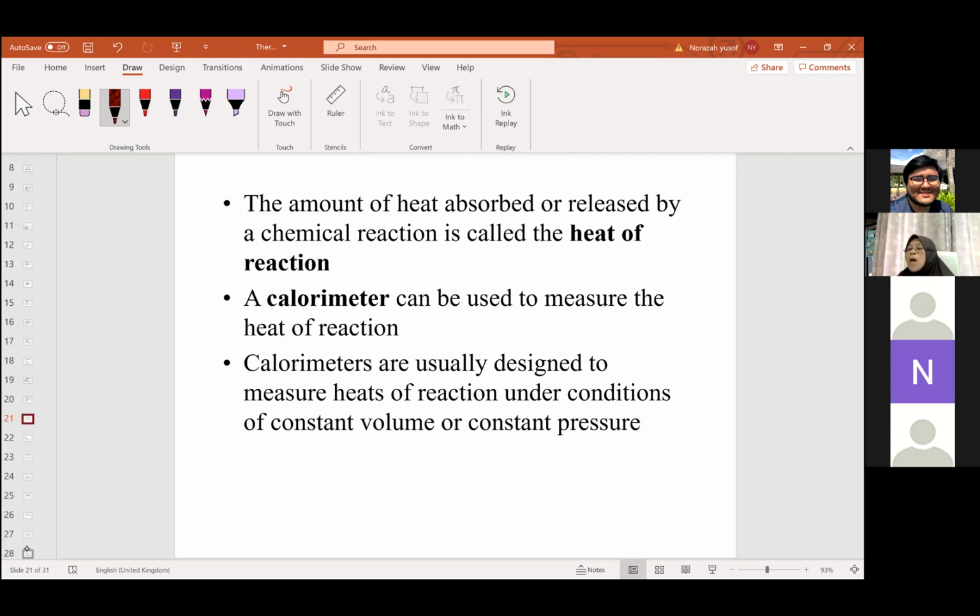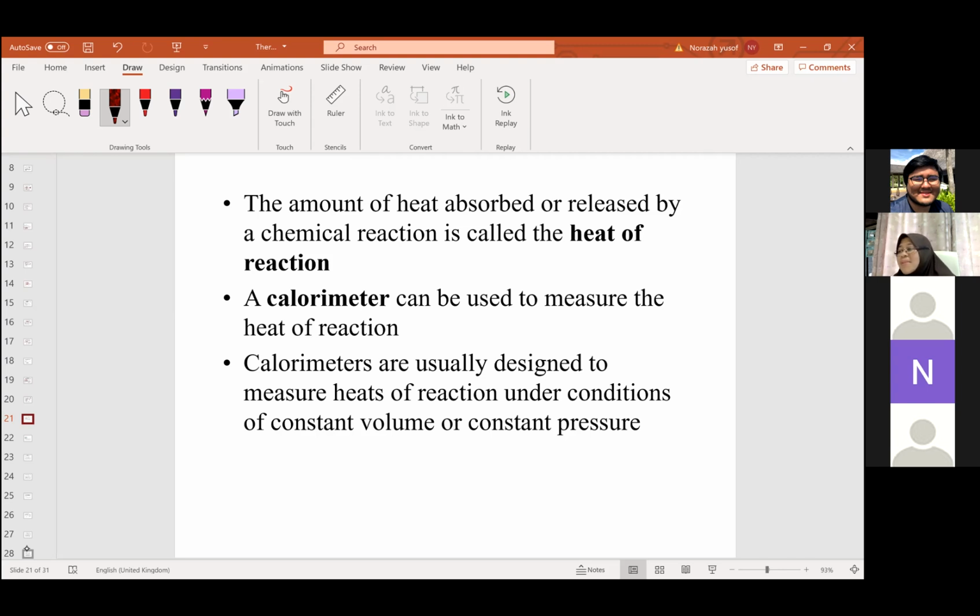So how do we measure the energy of the reaction? People talk about calories. How many calories do you consume if you eat a pineapple tart? How much energy do you consume if you eat a burger? That is the chemical energy of that particular food.